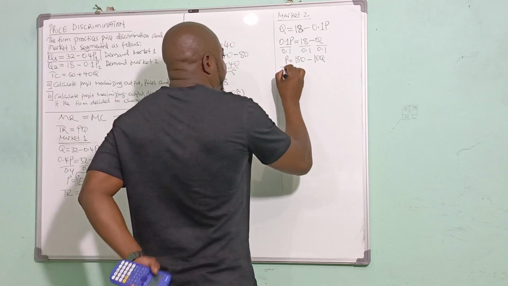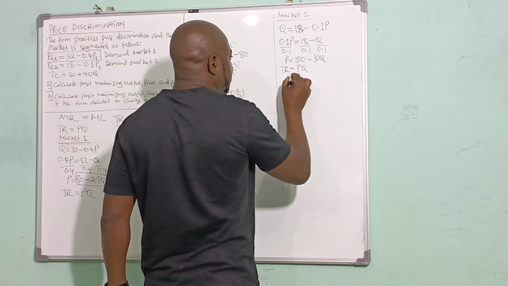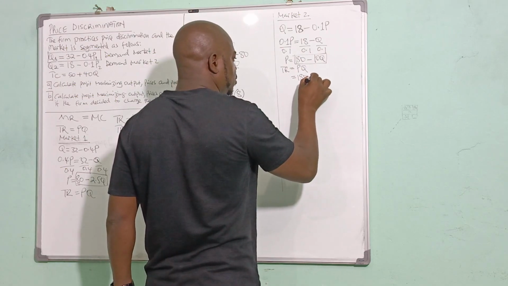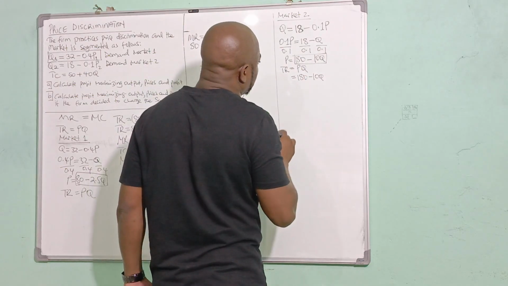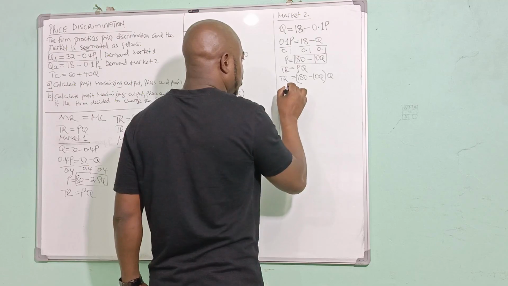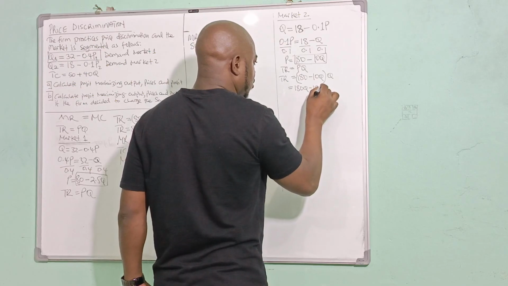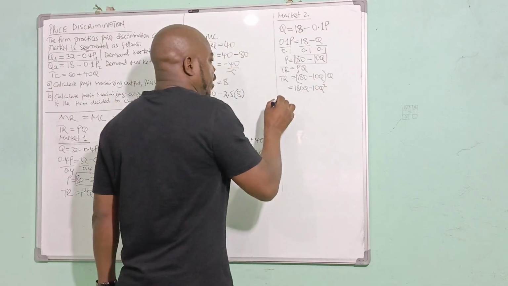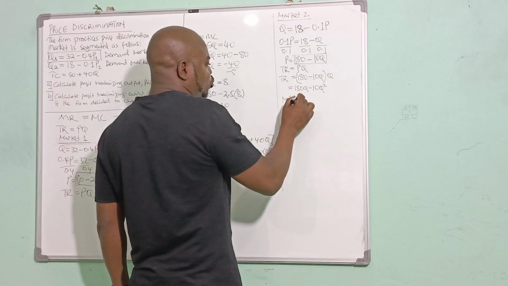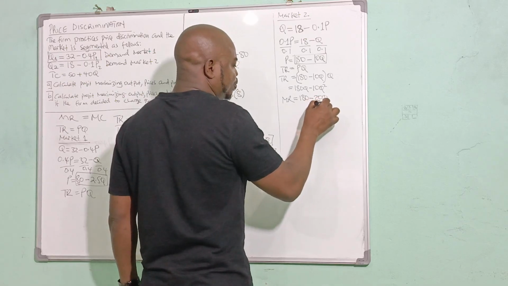I can find total revenue here. Price multiplied by quantity. My price is this. And then we can have our marginal revenue from the total revenue. We know how to derive it by now. So that would be 180 minus 20Q.